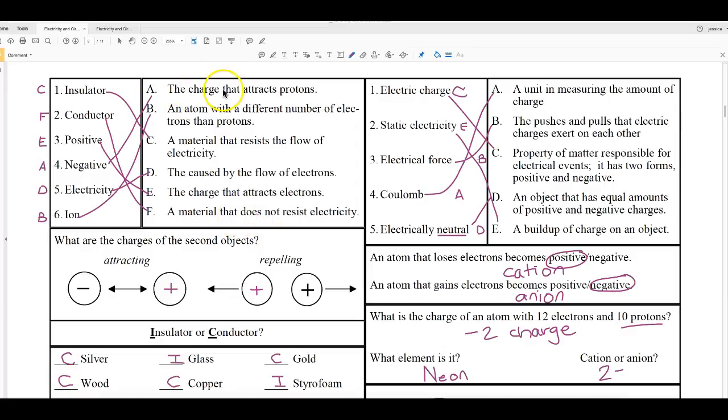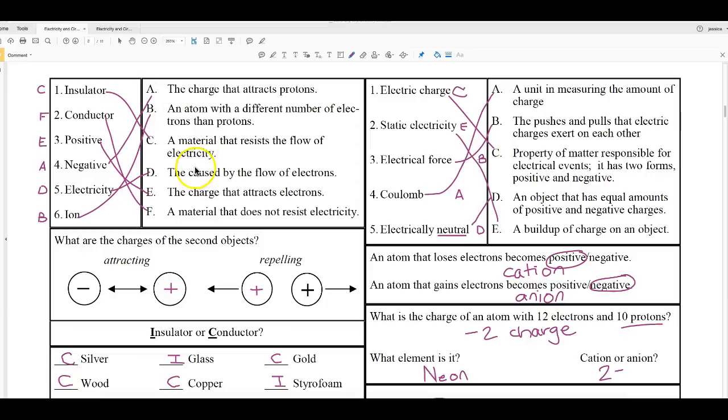So the first one is the charge that attracts protons, and that is a negative charge. And then you have B, an atom with a different number of electrons than protons. That is called an ion because it's not neutral. And then you have a material that resists the flow of electricity. That's an insulator. That's why all wires have insulators on them, so that the flow of electrons will go exactly where they want it to go through the wire, nothing else.